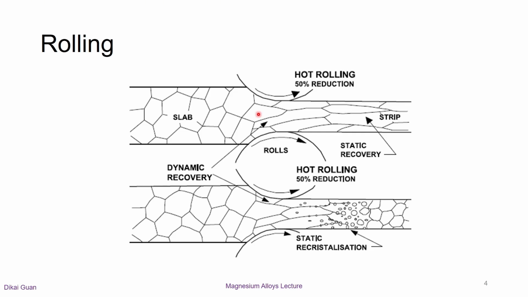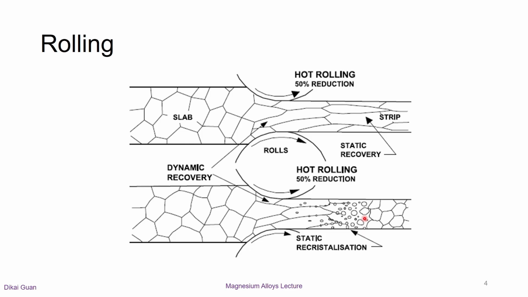If the rolling temperature or thickness reduction rate is not enough, dynamic recovery and static recovery only happen. However, if the working temperature and/or thickness reduction rate is high enough, normally dynamic recrystallization and static recrystallization take place and fine grains can be produced after rolling. This is very composition sensitive. Sometimes dynamic precipitation happens during hot rolling.